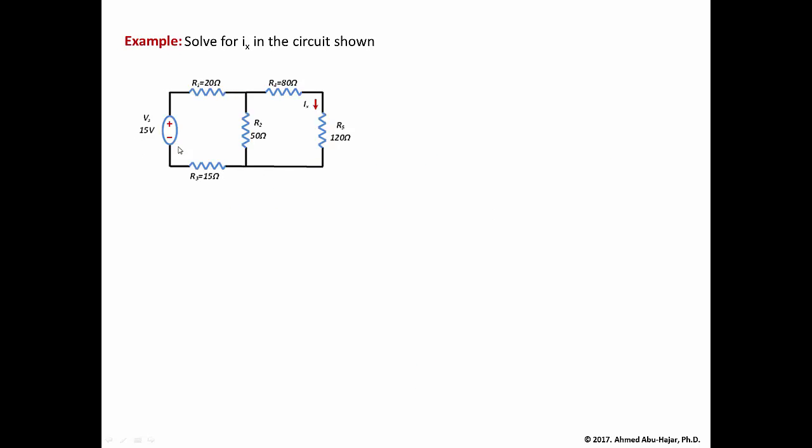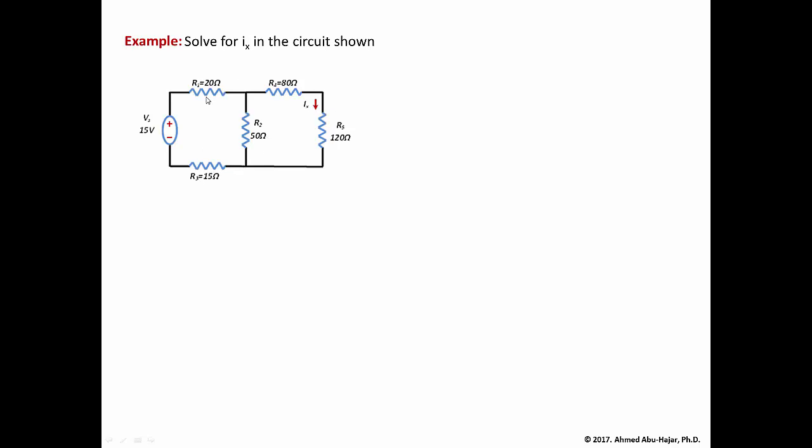And in this circuit, we call it a resistive circuit because we have a bunch of resistors. But what's important here is that you have a single source. So here we have a single voltage source that's equal to 15 volts. And then we have a bunch of resistors, and the values of all those resistors are given to us.